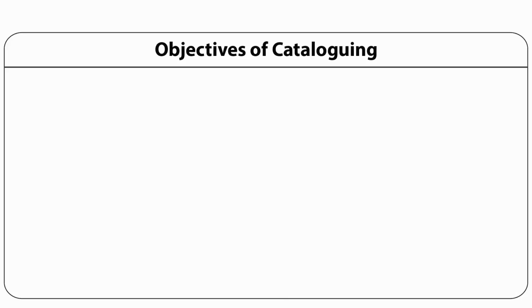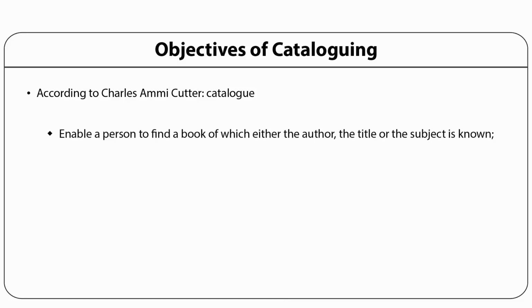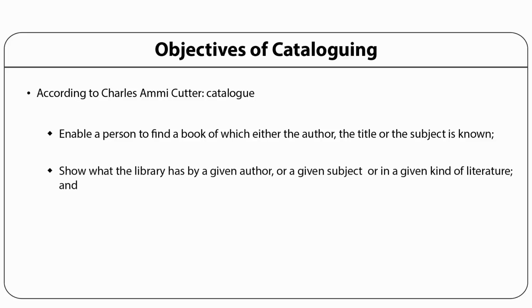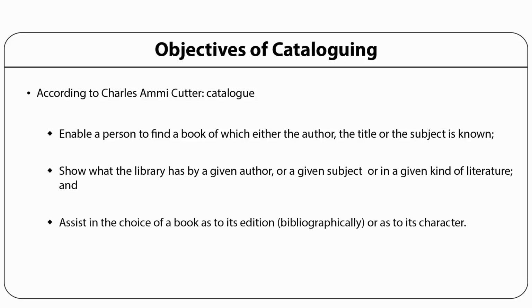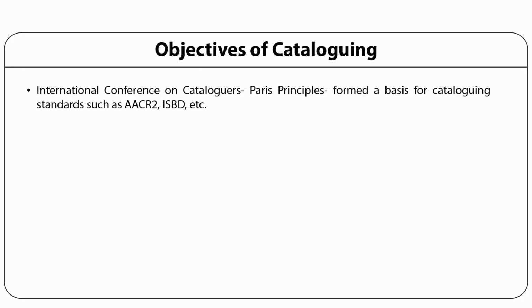Objectives of cataloging. According to Charles M. Cutter, a catalog should enable a person to find a book of which either the author, the title, or the subject is known, show what the library has by a given author or a given subject or in a given kind of literature, and assist in the choice of a book as to its edition or as to its character. The International Conference on Catalogers formed a basis for cataloging standards such as AACR2, ISBD, etc.